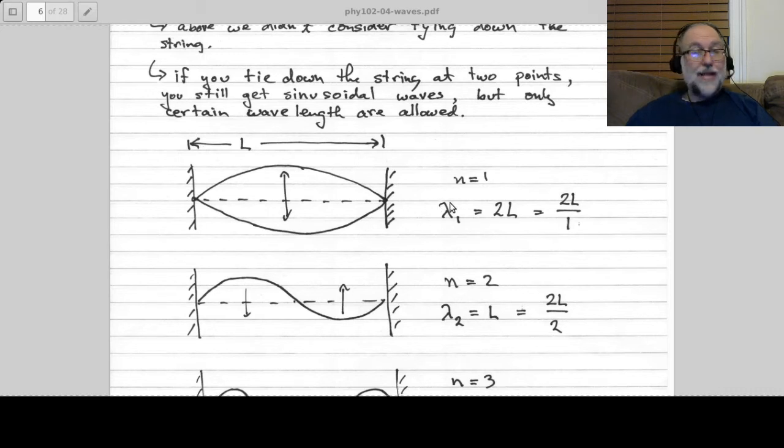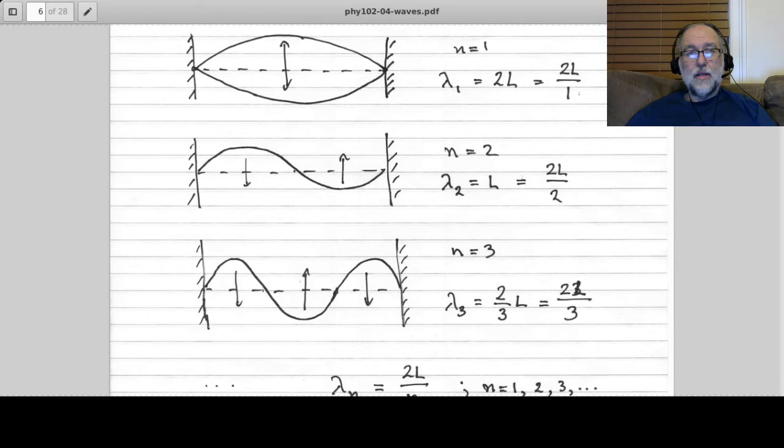Now that's not the only way that the string can vibrate. I could force it to vibrate in this mode by simply grabbing it in the middle and making it vibrate up and down, but I can also grab it and pull one part of it up and another part of it down, and then it would vibrate such that this part comes down while that part goes up.